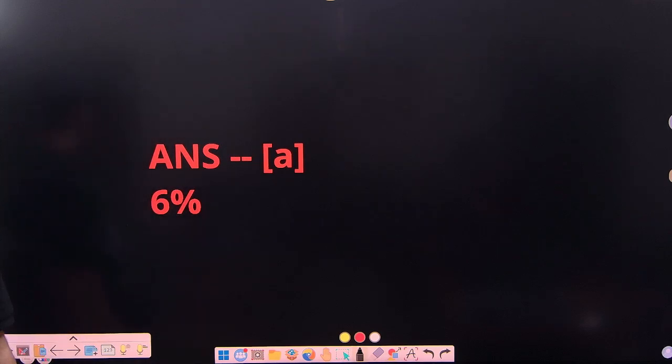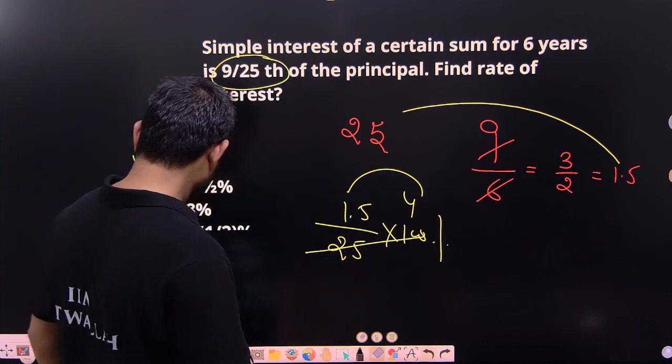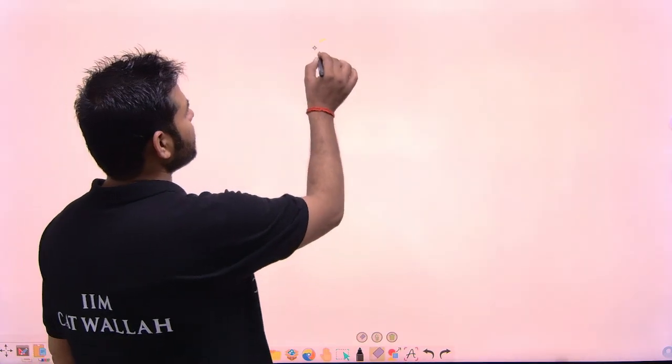Directly you can use the formula. Same thing, yes, asked just 2 minutes ago. Can we plug in the formula or not? Definitely you can plug in the formula. If you want to plug in the formula, you can. The formula would be SI.